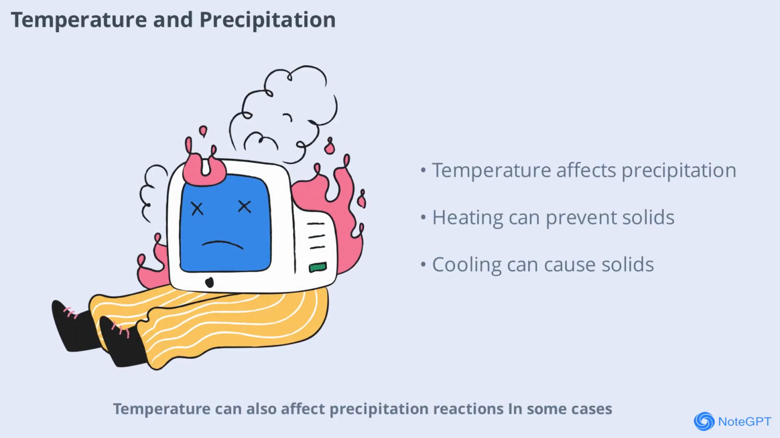Temperature can also affect precipitation reactions. In some cases, increasing the temperature increases solubility, preventing precipitation. In other cases, cooling a solution can cause a solid to form. This principle is used in purifying substances and in the formation of minerals in nature.